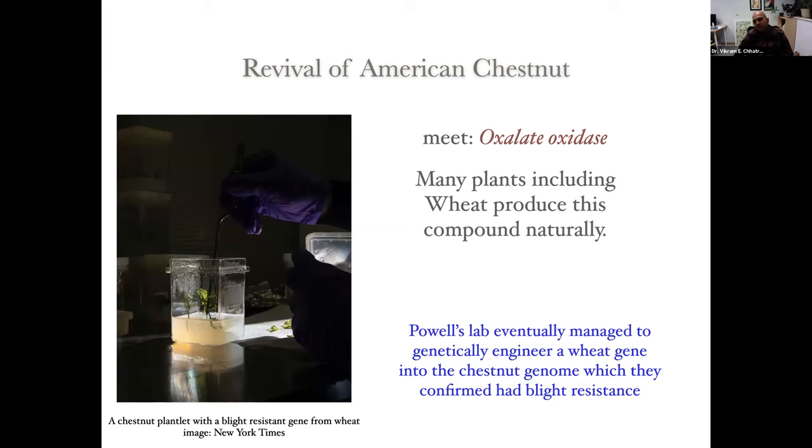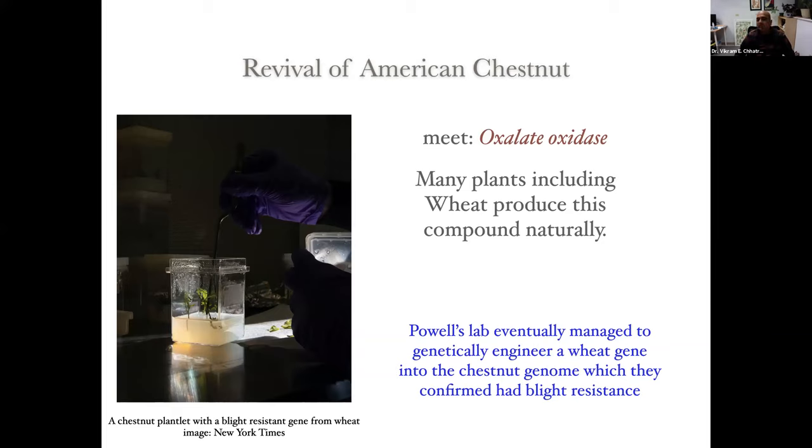Many plants actually naturally produce that compound, including wheat. And so what Dr. Powell's lab did was take that gene, that segment of DNA identified in wheat as responsible for making the oxalate oxidase protein. They excised that DNA segment, and through the process of genetic engineering, which involves using the E. coli bacterium through plasmids and rapid multiplication, they inserted that gene into embryos of chestnut trees.